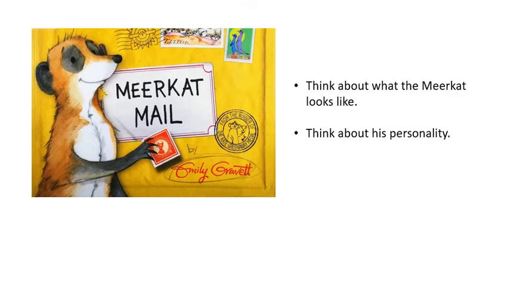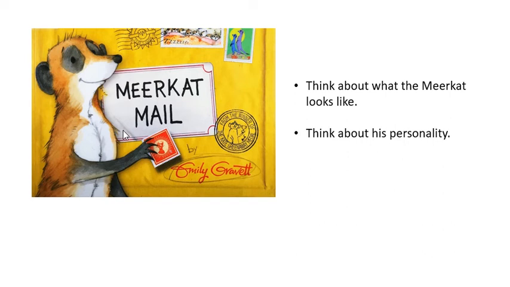Now that you've listened to the story, can you tell me the name of the character? Yes, his name is Sam. Sam the meerkat. Let's have a look at what he looks like. He's got a pointy snout here. He's got eyes, which are black. He's got ears, which are black as well. He's got sharp claws. He's got lots of fur, white and brown fur.